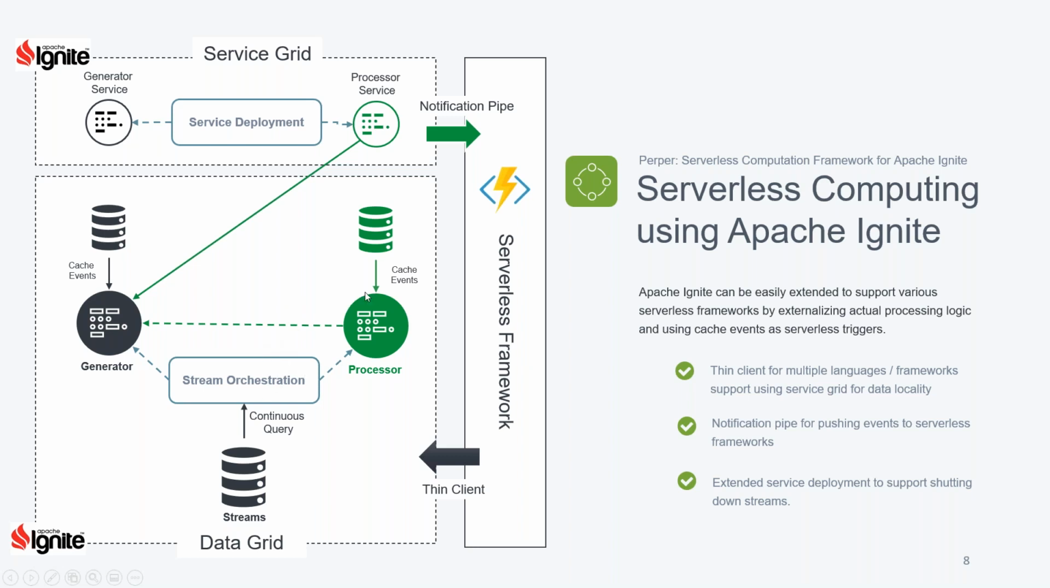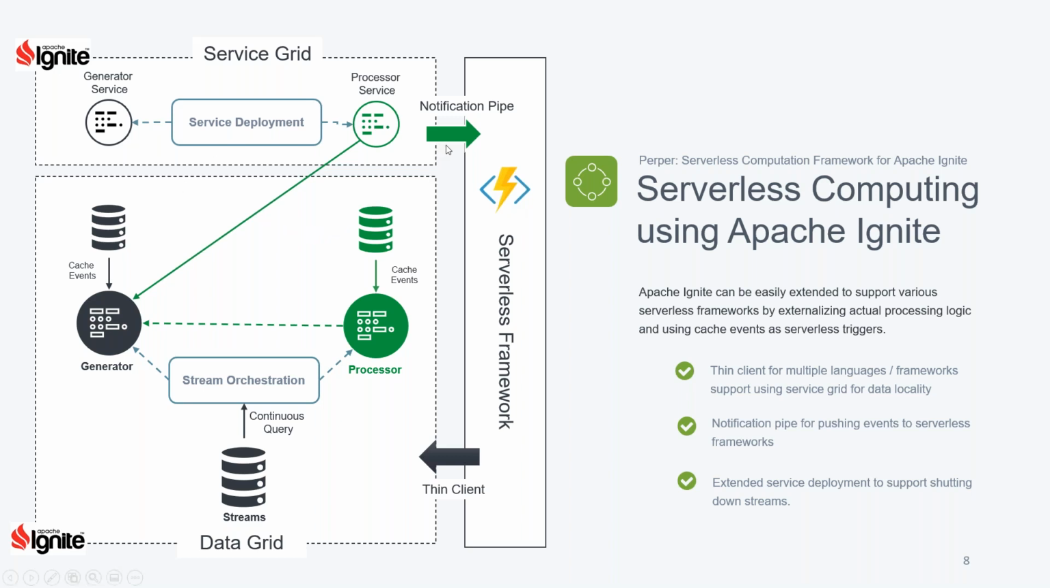we're using almost the same model, but instead of doing the actual computation inside the Ignite cluster using Ignite services, what we're doing is that we're delegating this computation to happen in the serverless framework. For Perper, we are currently using Azure Functions, but other serverless frameworks can work in a similar way. So how are we doing the actual delegation?